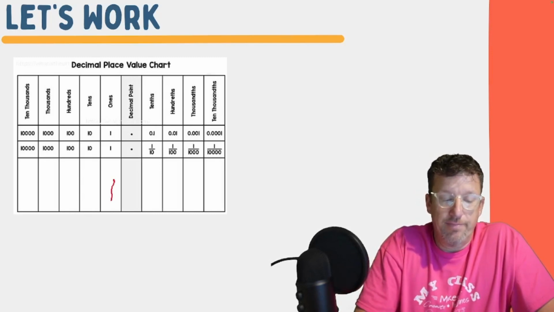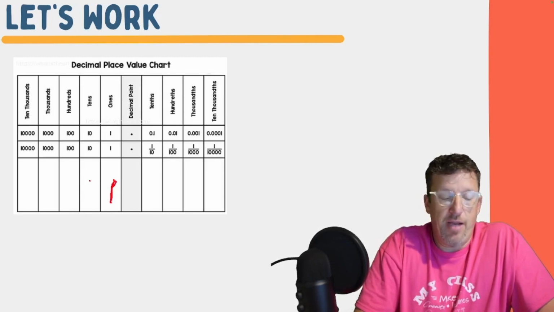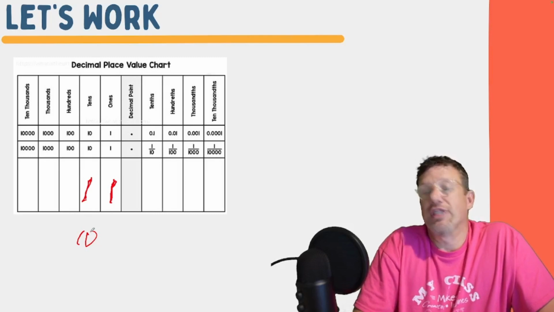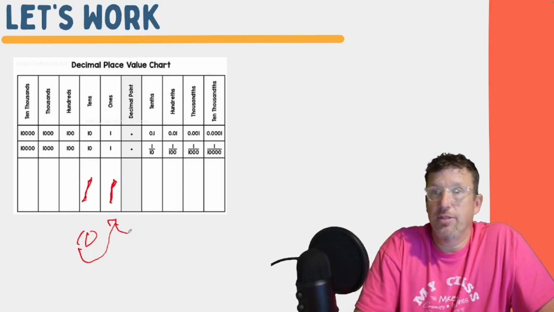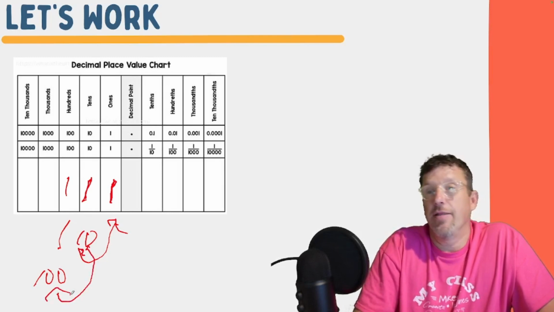This is a 1 in the ones place. This spot right here, if I put a 1 there, I'm really putting a 10, which is 10 times bigger than that 1. So it's 10 times bigger than the 1 to the right. And if I put a 1 right there in the hundreds place, what I'm really saying is 100. And that is 10 times bigger than 10.